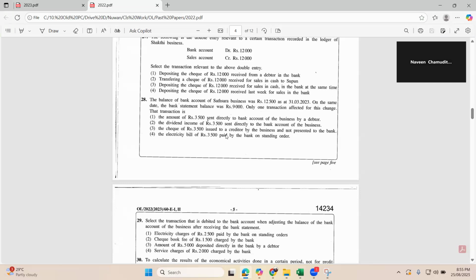The next one, electricity bill 3,500 paid by the bank on a standing order. That is the correct answer. You have paid an electricity bill as a standing order, but you haven't recorded it. You haven't recorded it, which means your balance is high. The bank has charged it, so the statement is having a low balance. So the correct answer is this one.